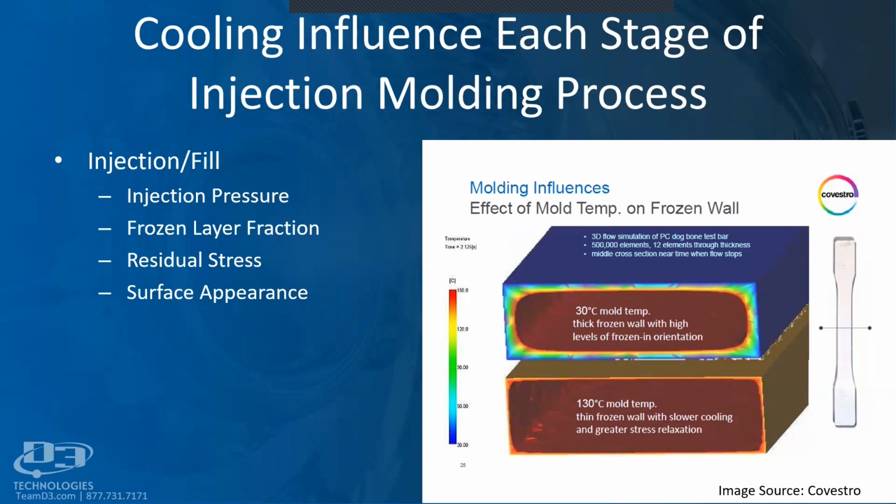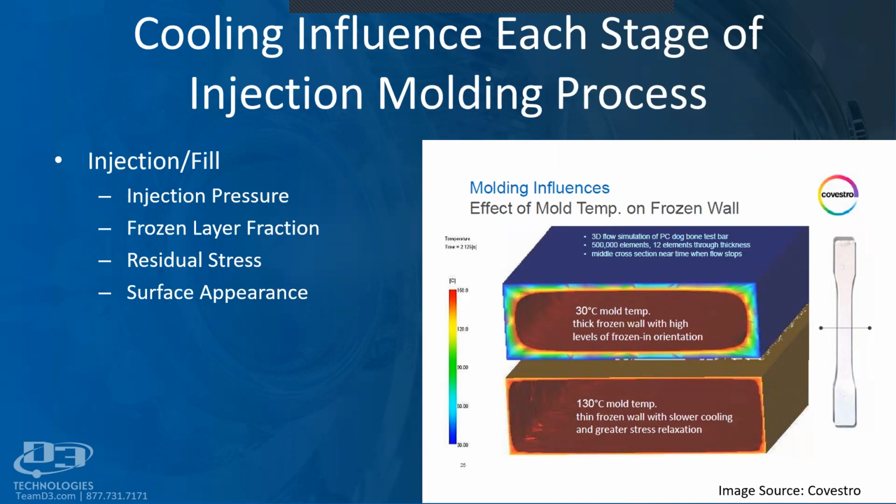Also, cooling influences each stage of the injection molding process. Even though we divide the injection molding cycle into maybe a fill, a pack, and then a cool stage, how we're going to cool our plastic part does influence each stage. When we're initially injecting that material in, we call that the injection phase. Cooling is going to influence the injection pressure we're going to require to fill that mold.